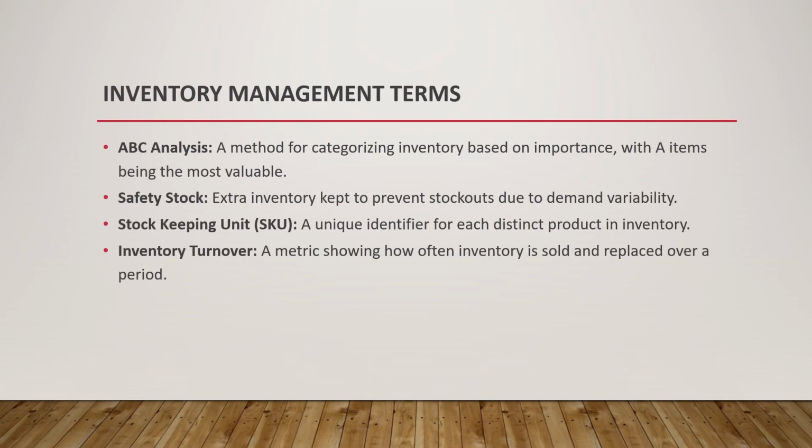ABC analysis, a method for categorizing inventory based on importance, with A items being the most valuable. Safety stock, extra inventory kept to prevent stockouts due to demand variability. Stock keeping unit, SKU, a unique identifier for each distinct product in inventory. Inventory turnover, a metric showing how often inventory is sold and replaced over a period.